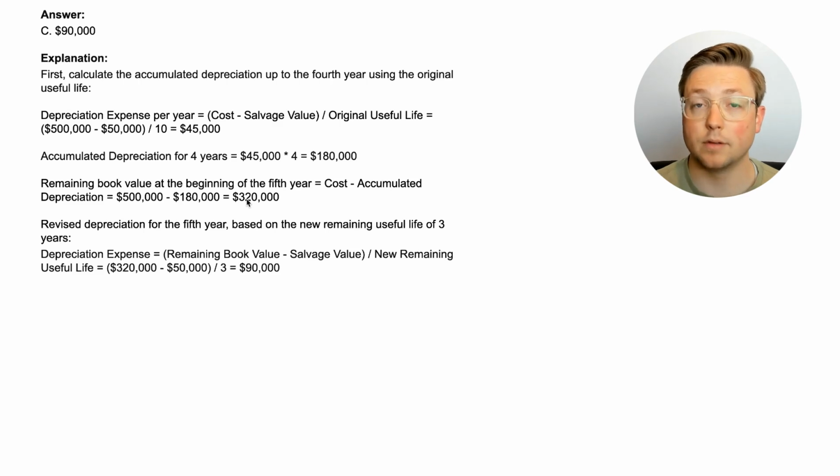But now they're thinking that they're only going to be able to have it for another 3 years instead of another 6. So you take the remaining value, which is this $300,000, and now you divide it, and then you still subtract the salvage value if it hasn't changed or whatever the salvage value is that they're expecting, and then you divide it by the remaining years that they expect, and that gives you how much depreciation should be recorded in each of the next 3 years.